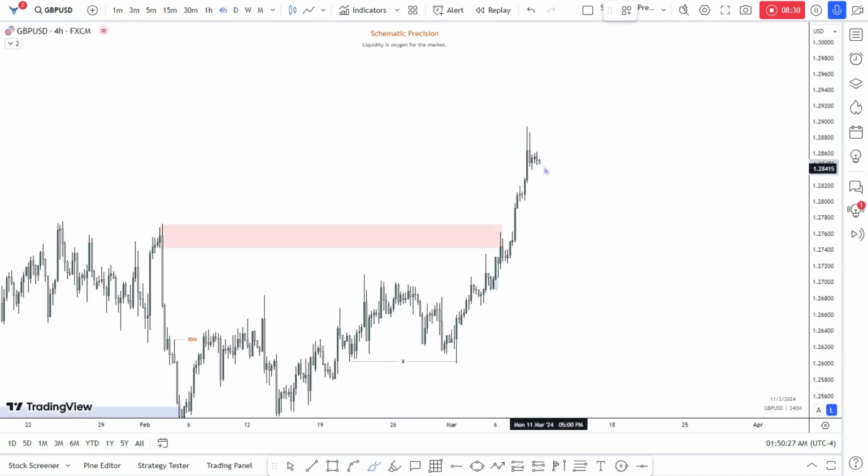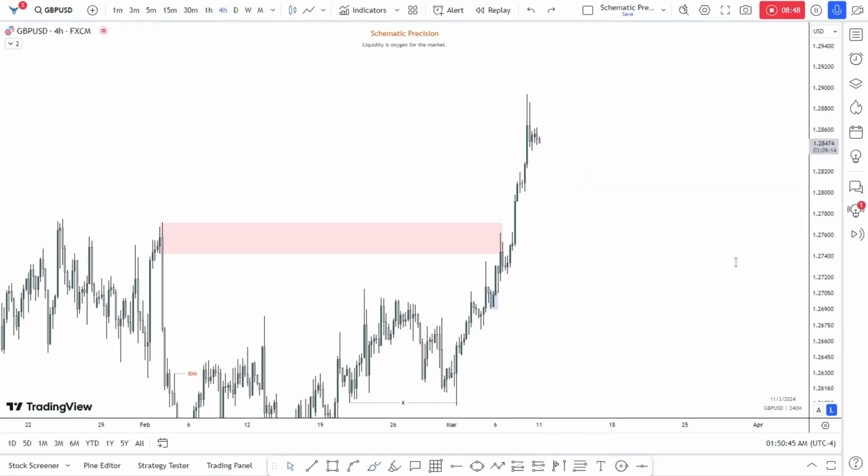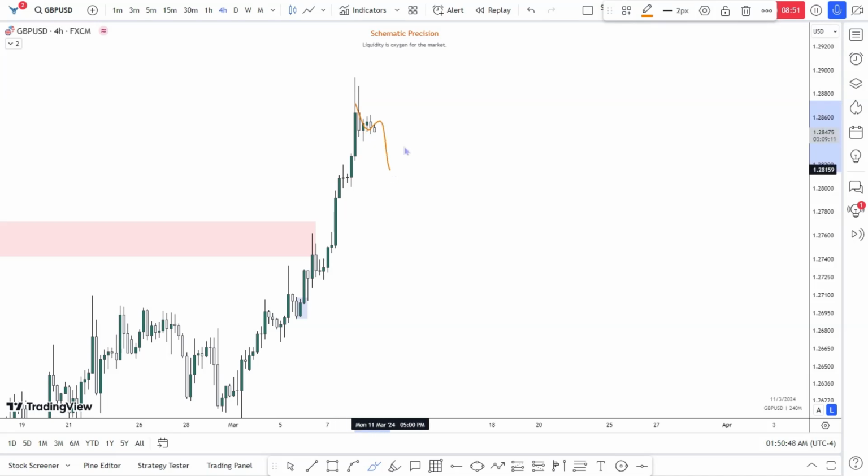So if price comes down into this imbalance, which is around this supply only, supply turns demand, if I say, then it can be good. Yeah. So let's wait for a correction. I would not like to go for sells.